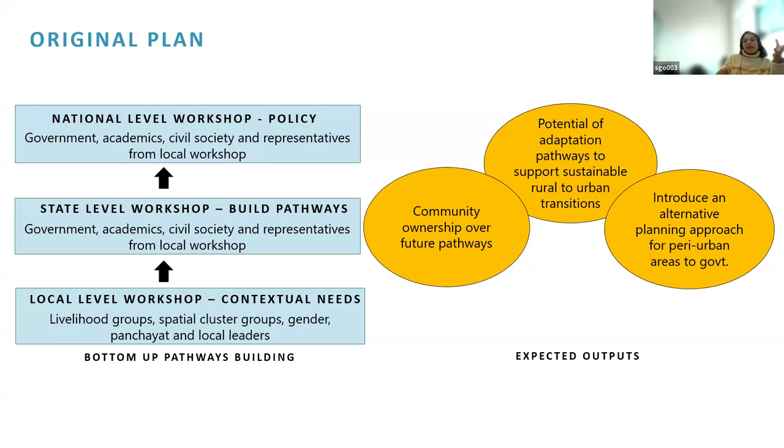And this approach that we initially thought about, we expected it to have three kinds of outputs. The first was community ownership over the future pathways because it was community-led and based on community needs. The second one was that there would be a potential for adaptation pathways to support rural to urban transformations because we were feeding it into the policy level at the national arena. And this also gave us an opportunity to introduce an alternative planning approach to government stakeholders on how to deal and manage with these peri-urban areas.